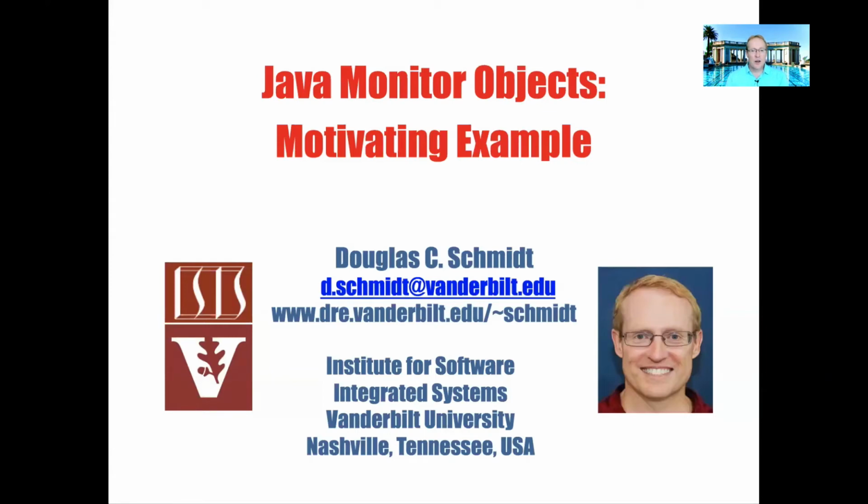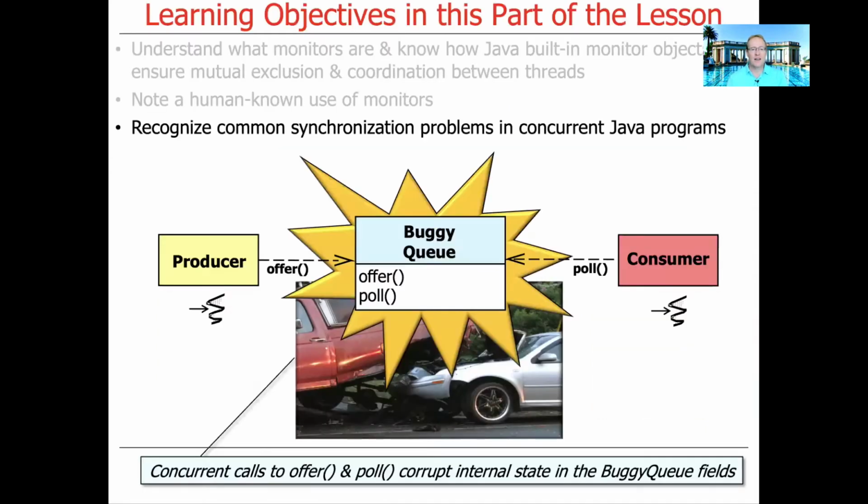So now that we've discussed what a monitor object is in a general sense, in terms of mutual exclusion and coordination, let's give you an example to motivate why we need these mechanisms in the first place. The example we're going to use here is called BuggyQueue, for reasons that will become clear in just a moment. As you'll see, this example is deliberately designed to have concurrent calls to the offer and poll methods corrupt the internal state of the fields in the BuggyQueue object. So it's intentionally designed to have race conditions.